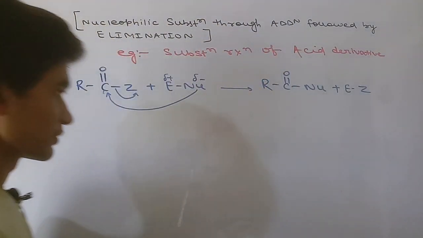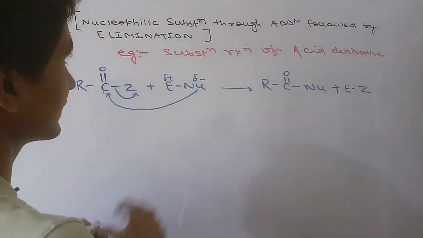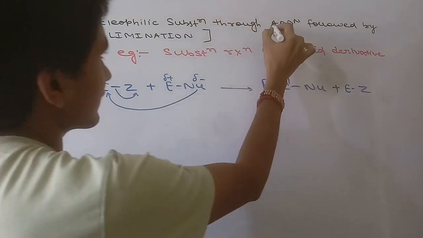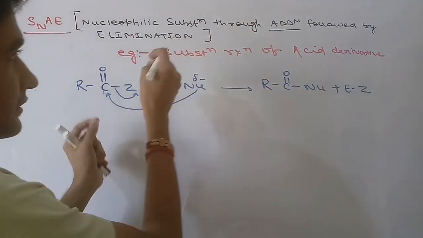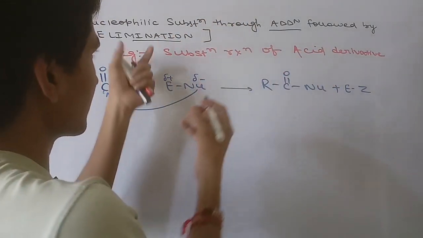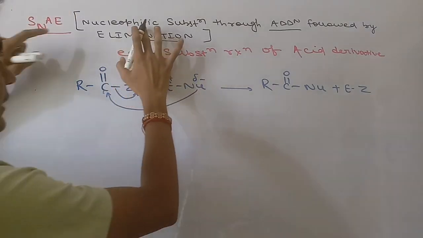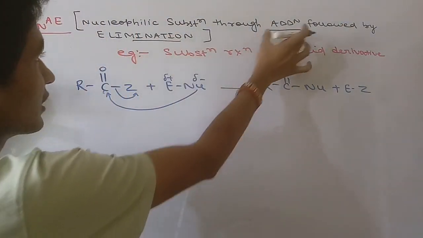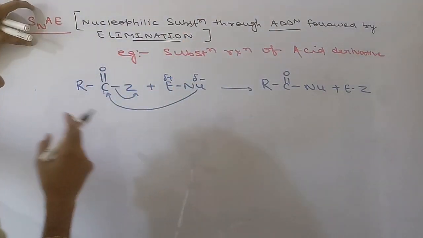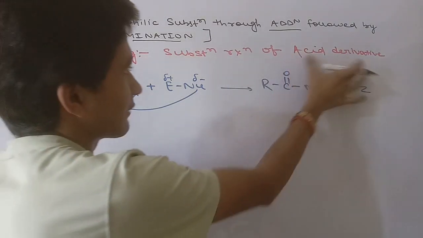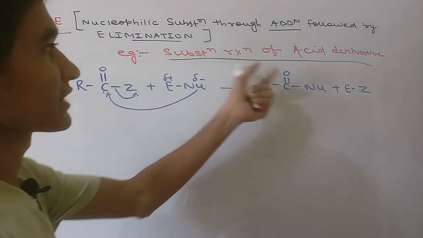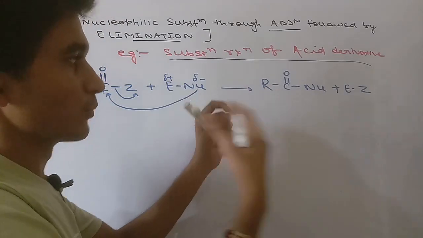Now we should start with nucleophilic substitution through addition and elimination. Catch the words. First is nucleophilic substitution through addition, meaning a nucleophile will be added, followed by elimination of something, a nucleophilic part will be eliminated. So nucleophilic substitution through addition followed by elimination means something will be added and something will be eliminated, and that mechanism is discussed under SNA. Acid derivatives will give this type of reaction. SNA example is the substitution reaction of an acid derivative. We are going to discuss the mechanism, you will get more idea about that.